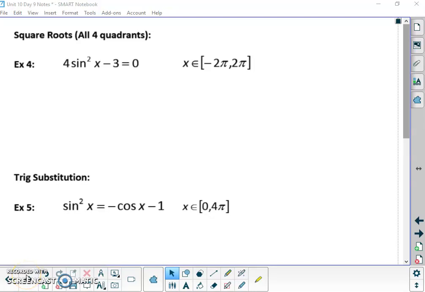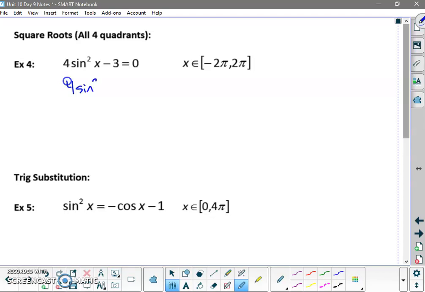Okay guys, welcome back. We're going to wrap it up here with three additional examples. The first one, example 4, again, the trig is not going to be hard. It's just a little bit different approach to solving it with the algebra. So first thing we're going to do, isolate your sine x. So I'm going to add 3 to both sides.